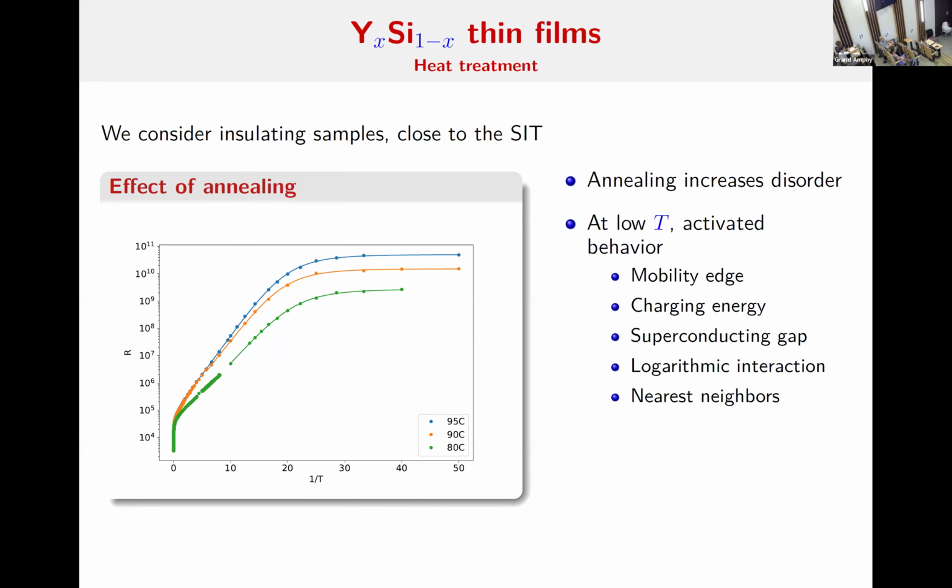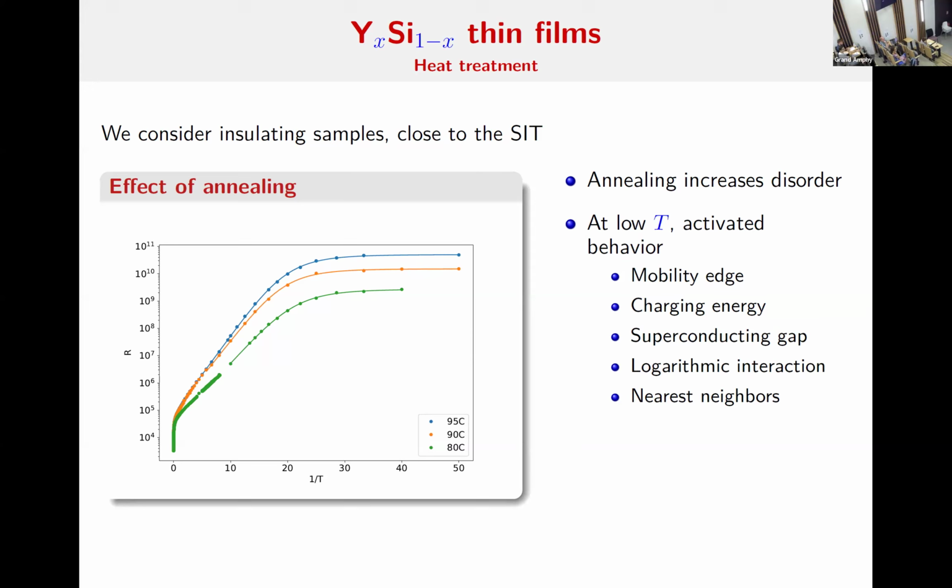Okay, here is a reminder of what type of effects can give rise to activated behavior. Just in case, activated means that when you plot the log of the resistance versus 1/T, you get a straight line. As opposed to that, in many insulating materials you find variable range hopping, where you have a curve. This curvature is saturation. And this is also nice because we can now explain this saturation really well with the model I'm going to talk about.